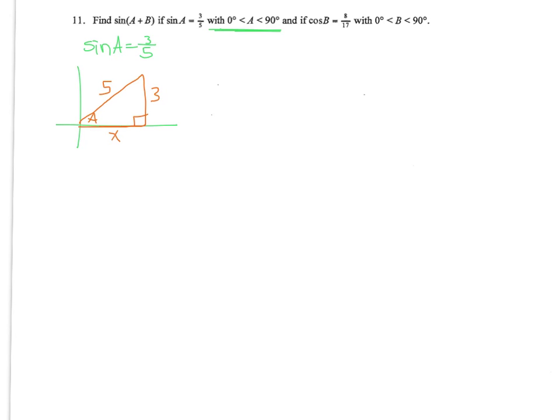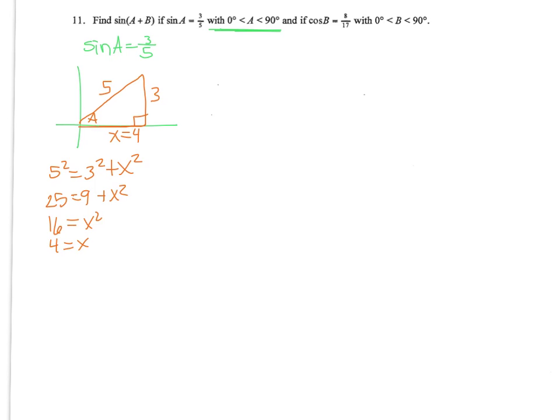So to find my missing side length of x, I do 5 squared, which equals 3 squared plus x squared. So I end up with 25 equals 9 plus x squared. Subtract the 9 over, you get 16 equals x squared. Square root both sides, and you find that 4 is equal to x. Or you could have used the fact that this was a 3, 4, 5 triangle. So maybe you knew that the other side was 4.